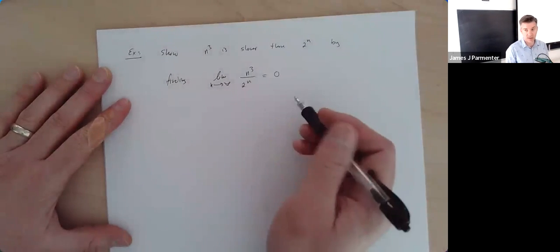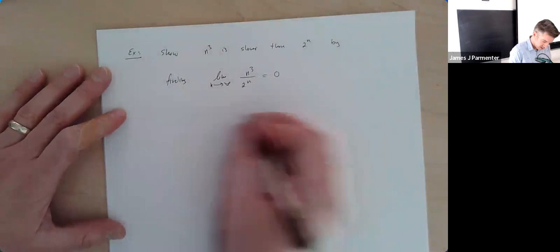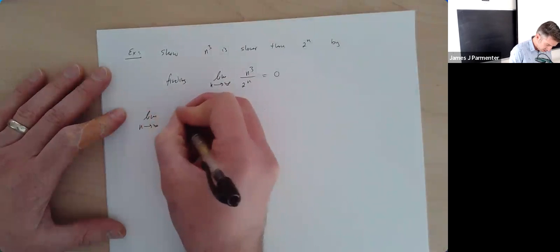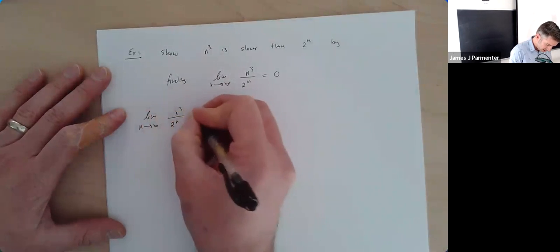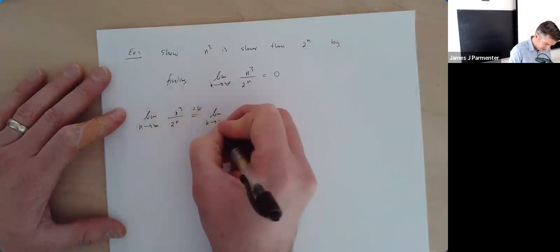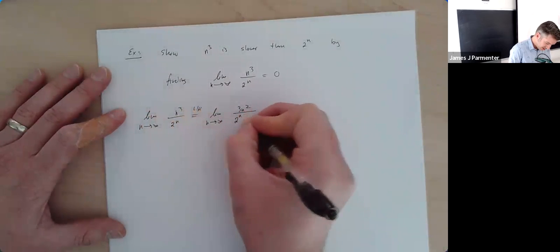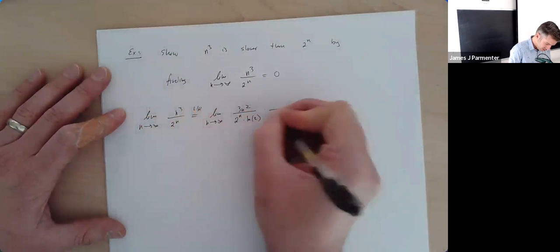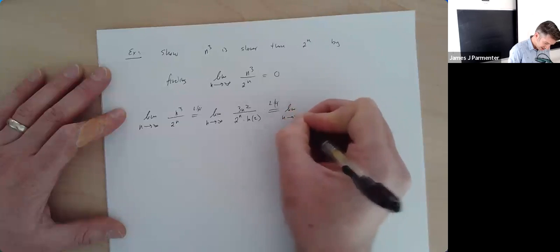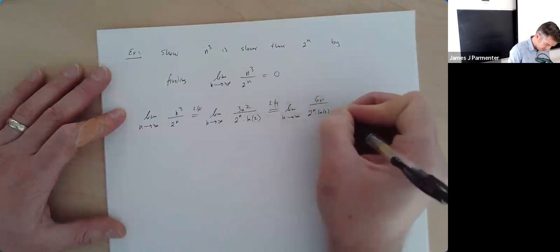And this one's easy to show it's going to be 0. We just apply L'Hopital's rule 3 times. So you do the limit as n goes to infinity of n cubed over 2 to the n. You do L'Hopital's rule once. Because it's infinity over infinity, you get 3n squared over the derivative of 2 to the n, which is 2 to the n times the natural log of 2. You do it again because you still have infinity over infinity. And you get 6n over 2 to the n times natural log of 2 times another natural log of 2.